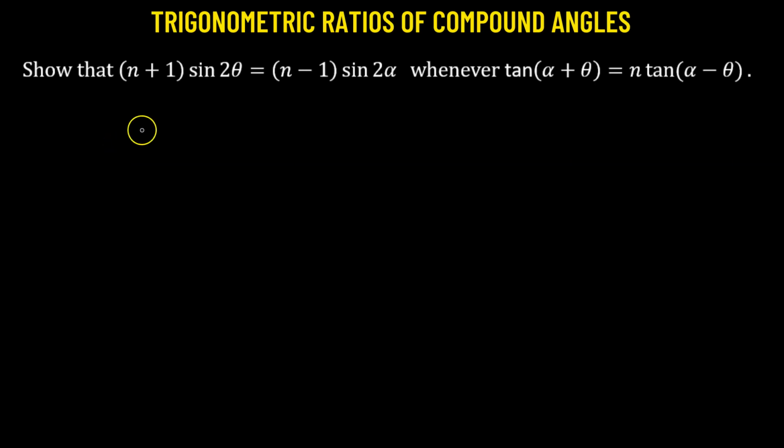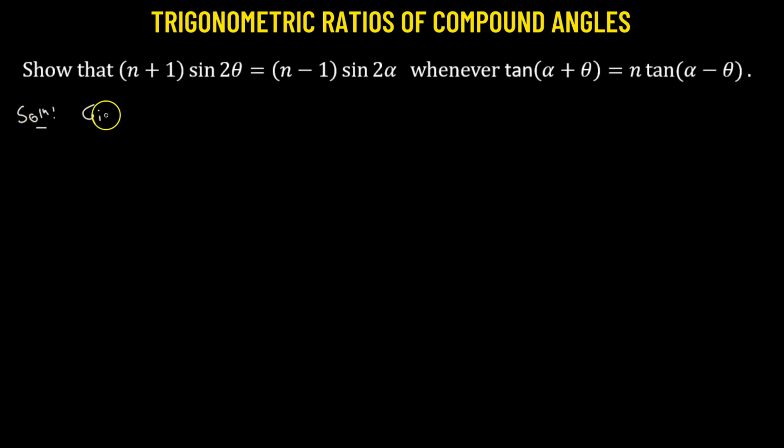In this particular problem, we need to show that (n+1) sin θ = (n−1) sin α, whenever we have tan(α+θ) = n tan(α−θ). So let us begin. We'll start the problem with the given condition.